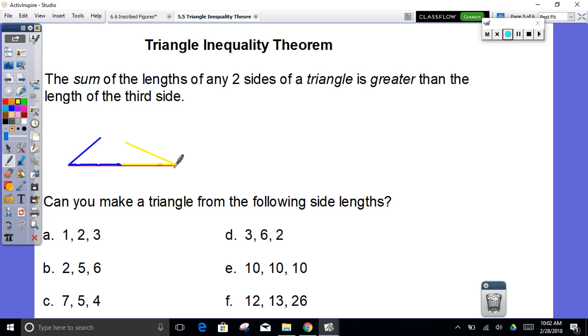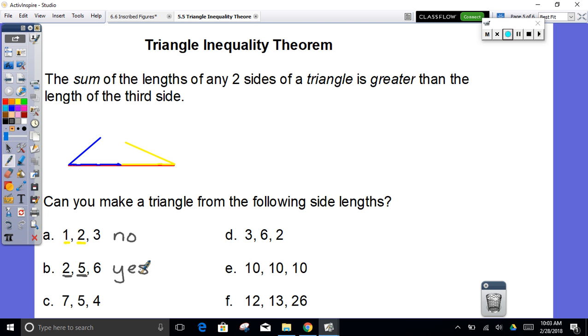So we don't have to use blocks every time we do this. Letter A says we're going to do 1, 2, and 3. My two smaller sides are 1 and 2. If I add 1 plus 2, what do I get? 3. Is 3 bigger than 3? No. So this would not make a triangle. What about B? My two smallest numbers are 2 and 5. If I add 5 plus 2, what do I get? 7. Is that bigger than 6? Yes. So that will make a triangle.